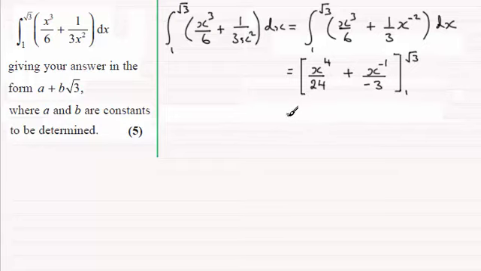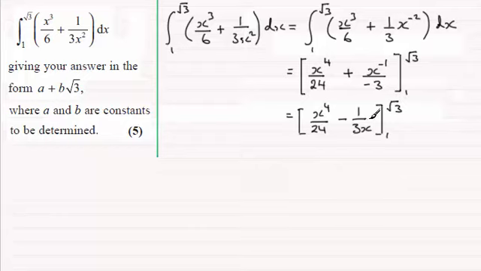Now what I want to do next is just clean up this term here. So for the first term then, we've got x to the power 4 over 24. And for this term, this is going to be minus 1/3 multiplied by 1 over x. X to the minus 1 then is 1 over x. So you're going to end up with minus 1 over 3x. And so that goes between the limits then of 1 and root 3.